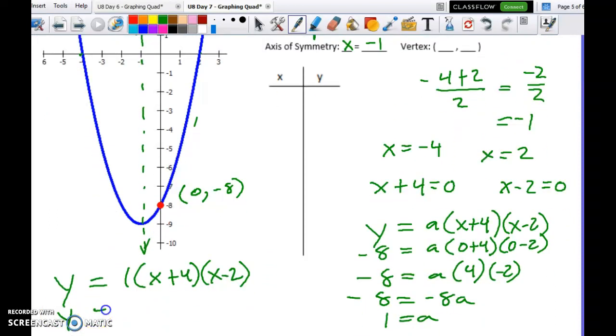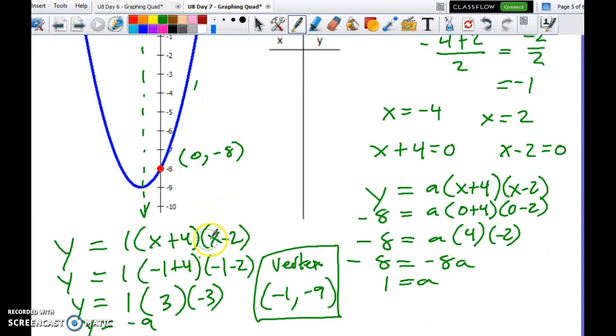Let's just do that just for once, okay? So -1 in here, -1 plus 4. I run out of time here. Putting -1 in for x, you could find out that my vertex is at -1, -9, which makes sense here.